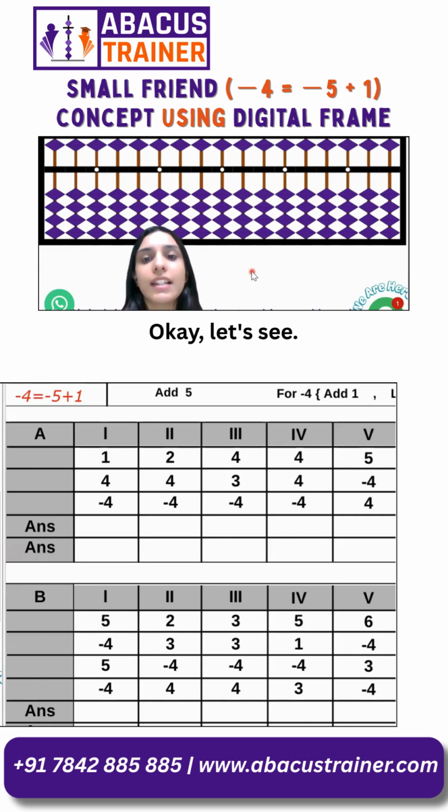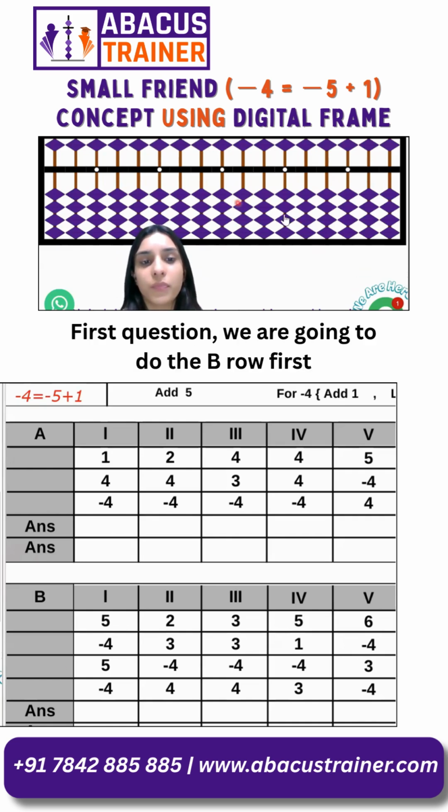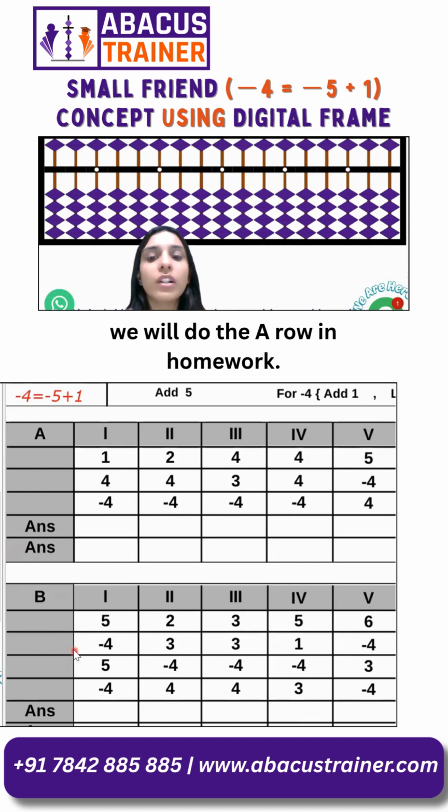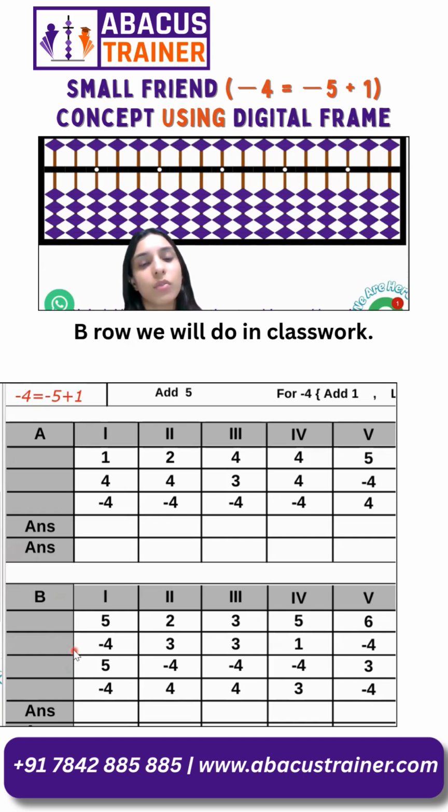Okay, let's see. First question. We are going to do the B row first, and when we are done with the B row, we will do the A row in homework. Okay, A row will be your homework, B row we will do in classwork. Okay, now.